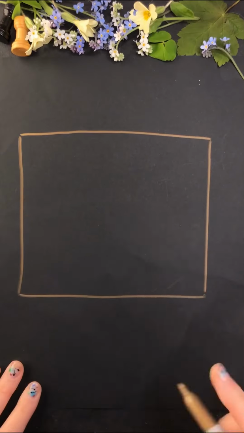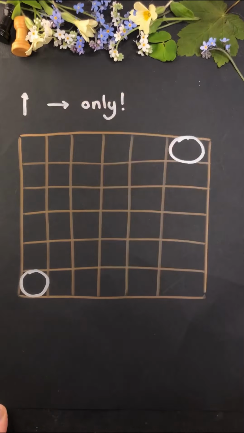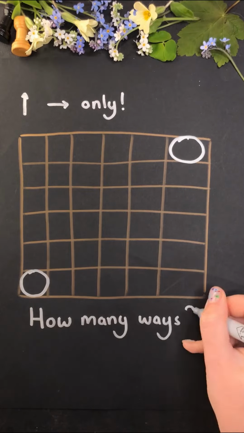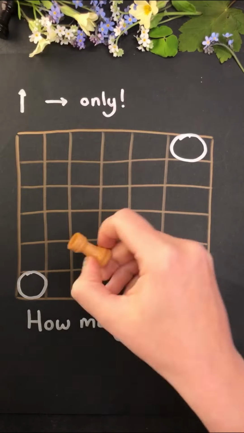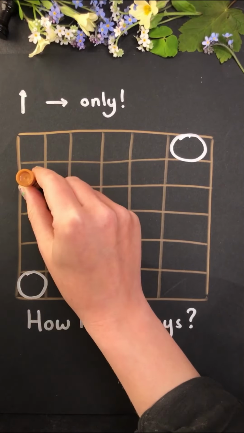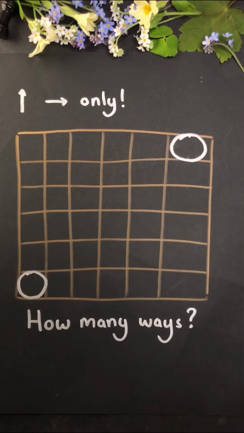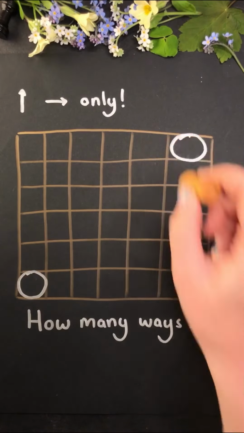You have a 6x6 grid and you want to get from the bottom left to the top right using up and right moves only. So how many ways are there to do that? Well, we've got the classic all the way up, all the way across, the cheeky not all the way up, all the way across, and then up one more, and then a bunch of other combinations, so we're just gonna have to draw them all.